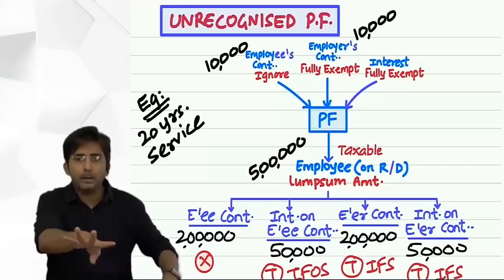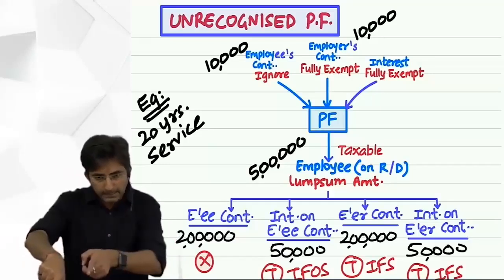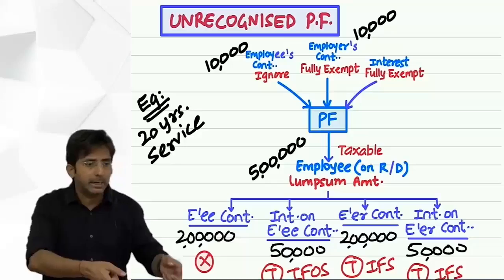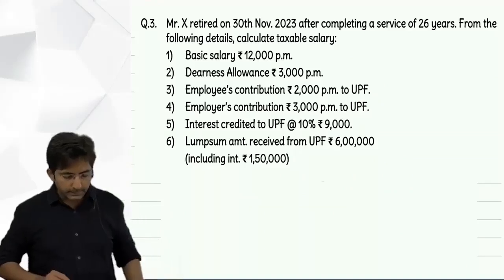4 parts. Employee's contribution, ignore. Interest, income from other sources. Employer's contribution, interest on that, income from salary. So for this, I'll take a question. Question number 3 it is.